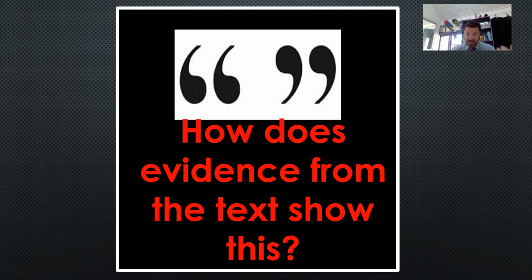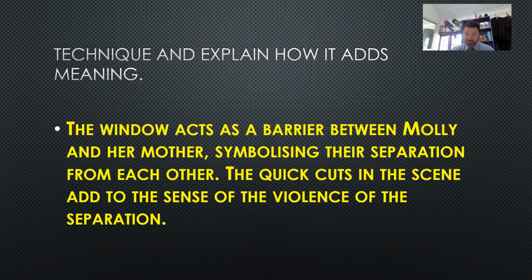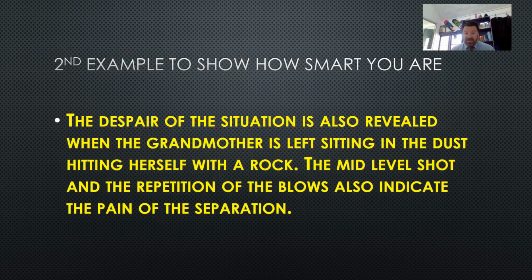All right, so how does the evidence from the text show this? Okay, so the technique, and explain how it adds meaning. The window acts as a barrier between Molly and her mother. All right, so the technique here is it's symbolizing their separation from each other. And then we're using more evidence. The quick cuts in the scene add to the sense of the violence of the separation. All right, so we've used a film technique there, to show that we're studying film and we understand why we're doing that.